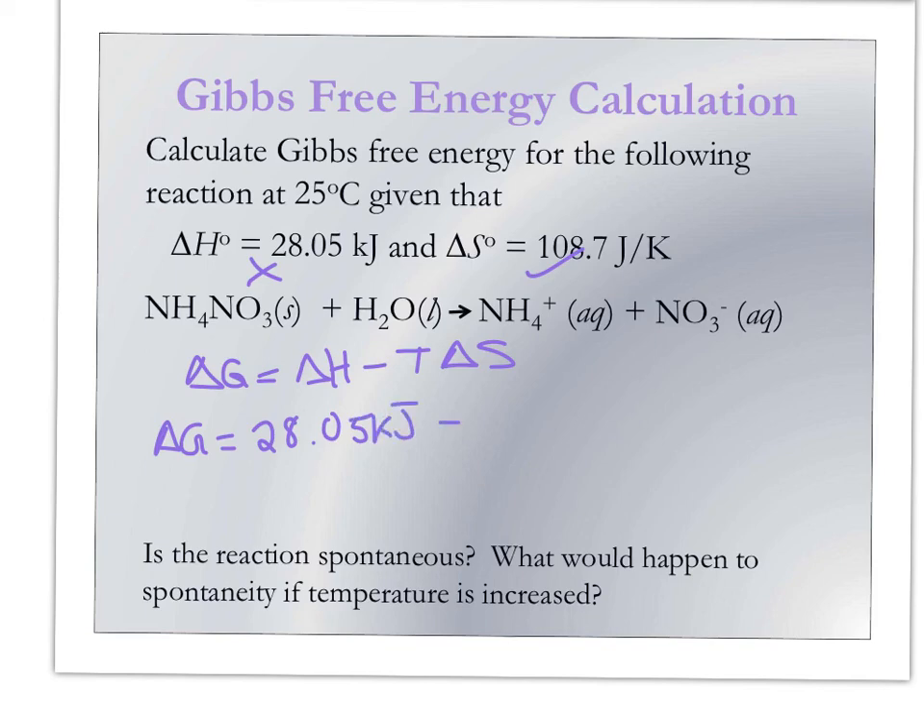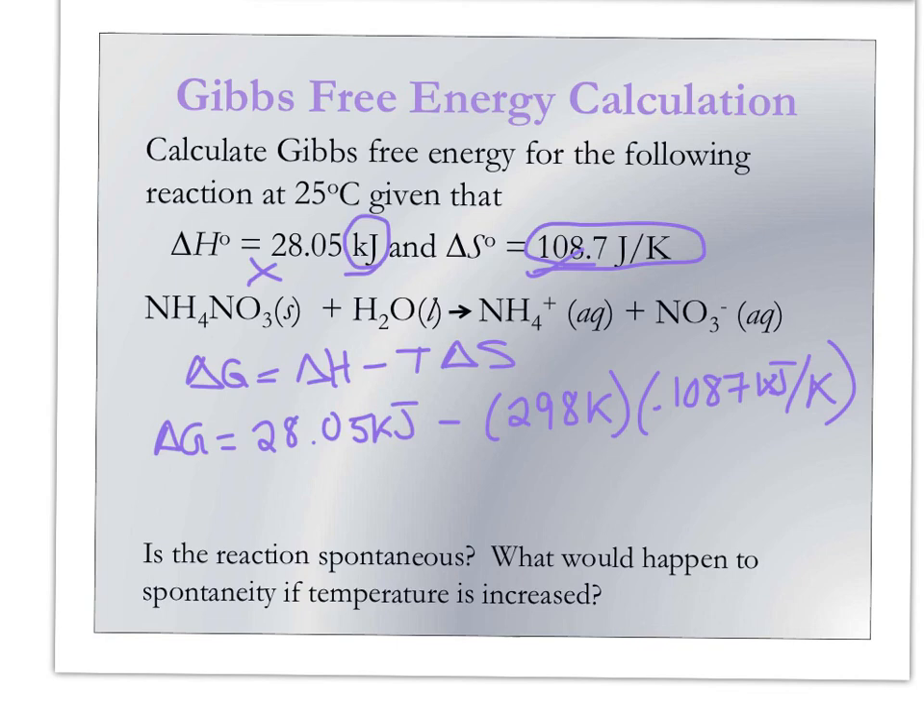Temperature, 25 Celsius, but I can't use Celsius. I have to convert it to Kelvin. It's 298 Kelvin. And then delta S, look at this number. Problem is it's joules per Kelvin, but this is kilojoules. I can't do that. I have to convert one or the other. So since I already wrote the delta H, I'm going to convert my delta S. So 0.1087 kilojoules per Kelvin.